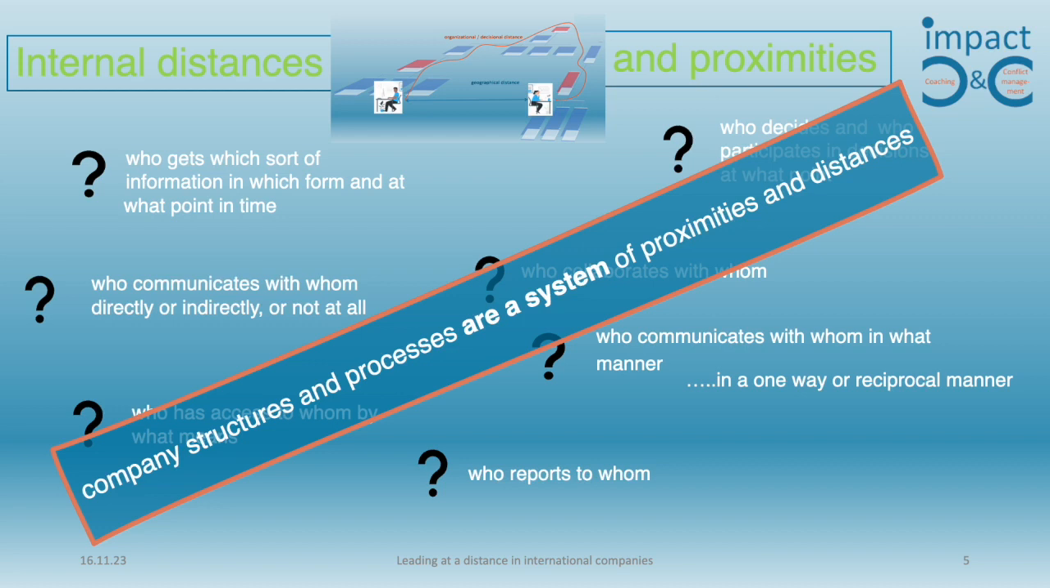These distances and proximities are not identical with geographical distances. Members of the company in the same location or geographically very close locations can, in fact, from this point of view, be very distant from each other. And in the same way, geographically very distant members of the company can be very close concerning their availability for each other, their participation in decision processes, and their accessibility for each other.